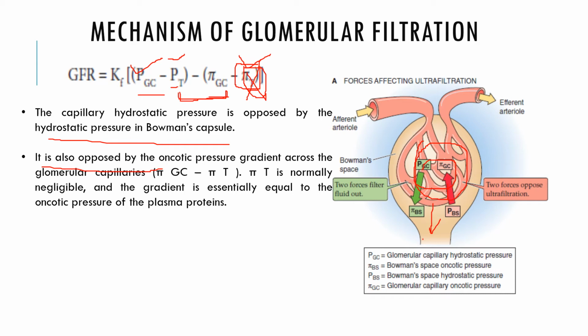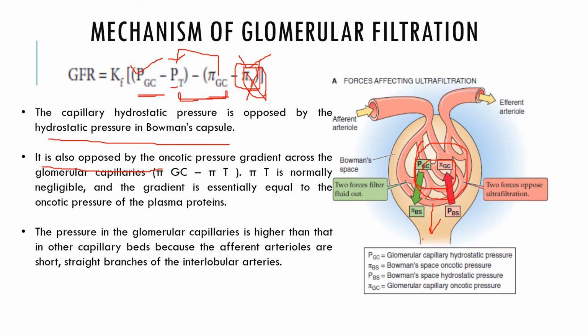One force that is helping the GFR is the PGC, the hydrostatic pressure of the glomerular capillary. The other two forces, which prevent the formation of glomerular filtrate, are the hydrostatic pressure of the Bowman's capsule and the oncotic pressure of the glomerular capillary. Now the pressure in the glomerular capillaries is higher than in other capillary beds. We can say that the glomerular capillary has some very specific features compared to other capillaries.